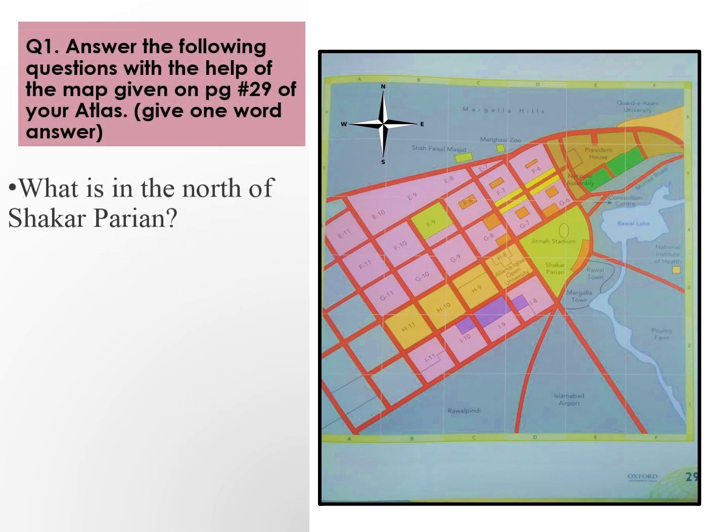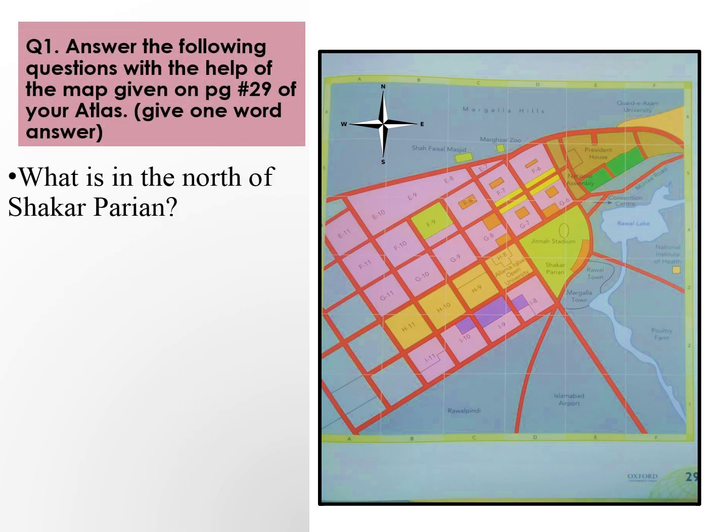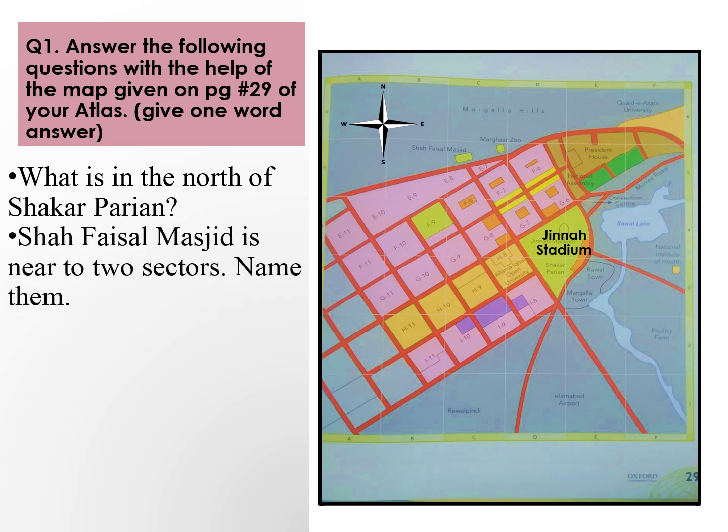Number 1. What is in the north of Shakarparian? Where is Shakarparian? There it is. And what is in its north? That is Jinnah Stadium. Good. Number 2. Shah Faisal Masjid is near to two sectors. Name them. Where is Faisal Masjid? There it is. What two sectors are near to it? Sector E7 and E8. Very good.